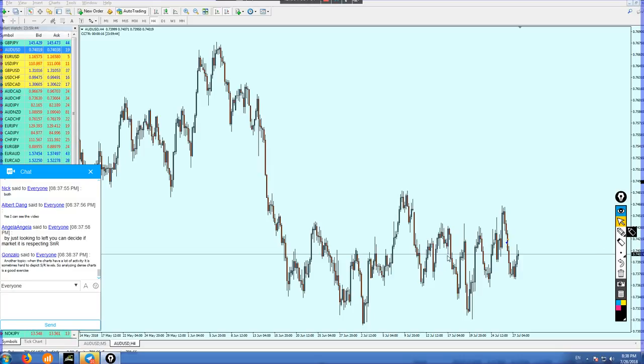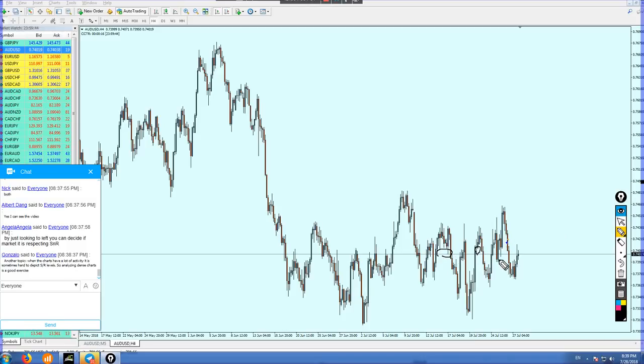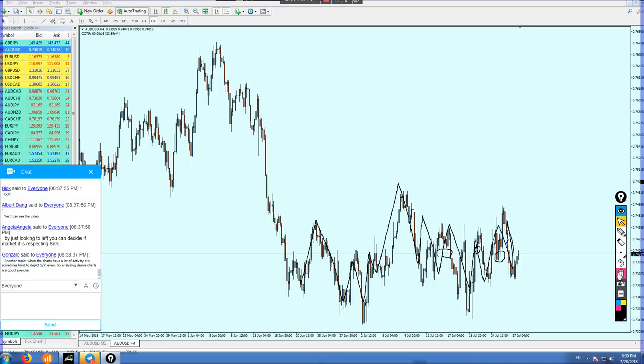For example, here you can see some levels that were not respected. For example, this one and this one and this one. Of course, that is because the market here is ranging. It's consolidating. You cannot really decide these support and resistance levels.